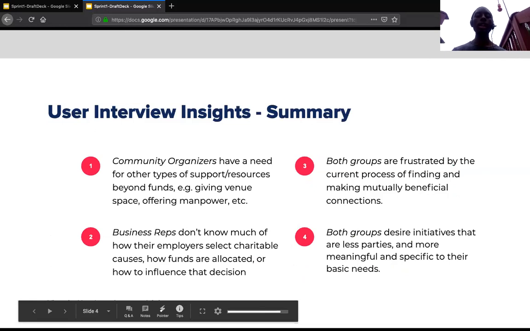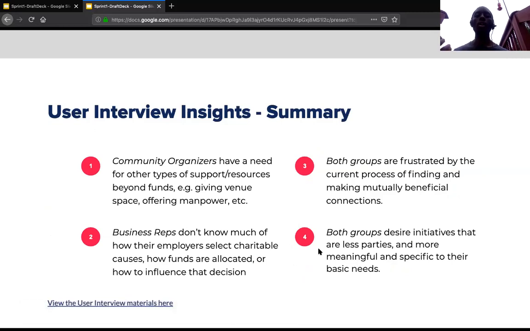So these are some of the key insights that we got from our user interviews. We have, of course, a ton of insights, and you can see that below. But the main takeaways we want to bring right now is that for one, the community organizer side or the subject matter experts, they have a need for a range of resources that go beyond just funding. They don't want just money. They want to have maybe spaces to get into, maybe in-kind donations or anything like that. And so we want to address that.